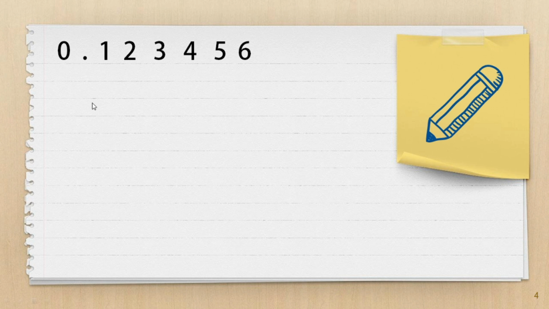So, let's see. After nitong decimal point, we have here 1. At itong 1 na to ay nasa tenths. Tandaan natin, we have tenths. And then yung 2 nandun siya sa hundredths. Thousandths, ten-thousandths, hundred-thousandths, and millionths, and so on, kung ilan yung numbers na nandyan.